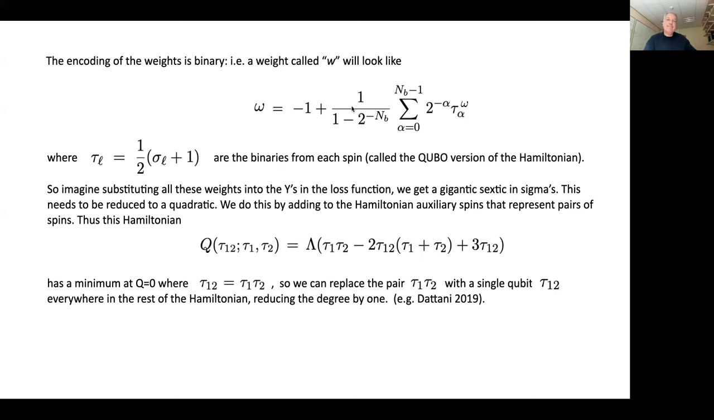This reduction is a kind of subject in its own right, really. The way that you do it is by introducing auxiliary spins that represent pairs of spins. So that's an exercise for later. You can show that if I add this Hamiltonian, if lambda's large enough, the value of tau 1/2 is the same as tau 1 times tau 2. So everywhere in the Hamiltonian, I can replace the pair tau 1, tau 2 with the single tau 1/2. So a single qubit can replace the pair of qubits, and by doing that, I can reduce it down to a quadratic.